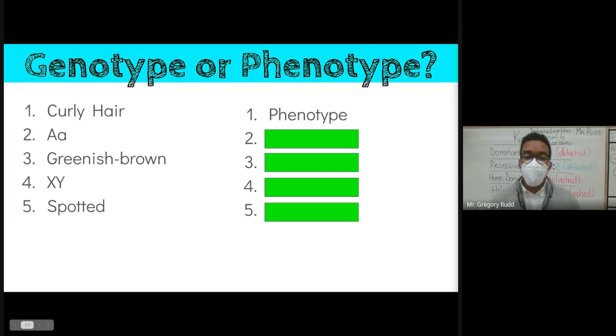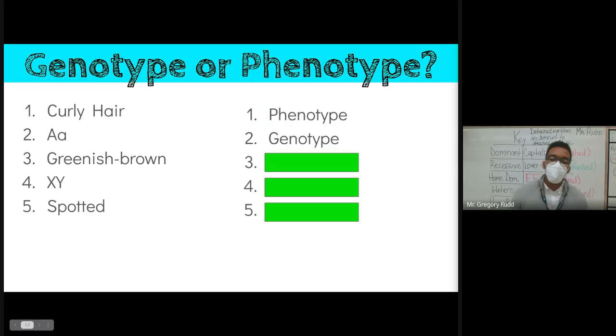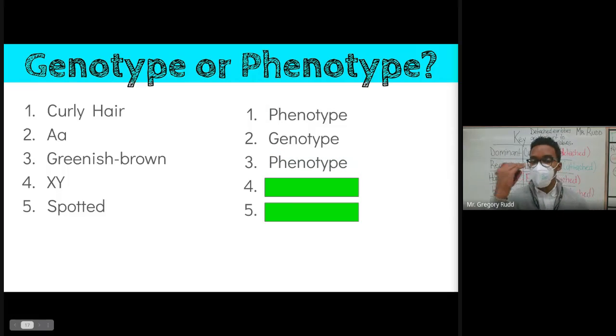All right, what about AA? What is that, genotype or phenotype? Yeah, that's genotype. What about greenish brown? That's a phenotype as well. It's describing something we can actually see with our eyes. What about XY?